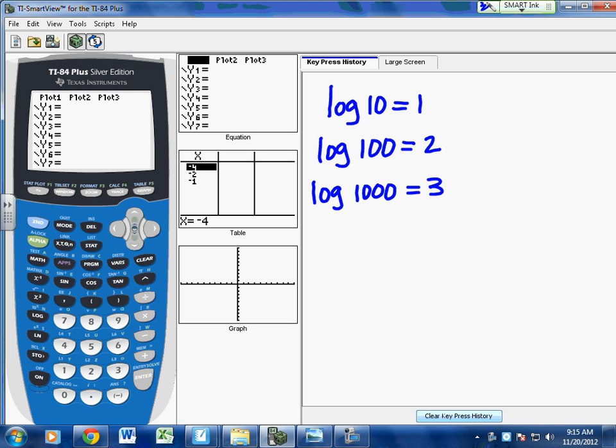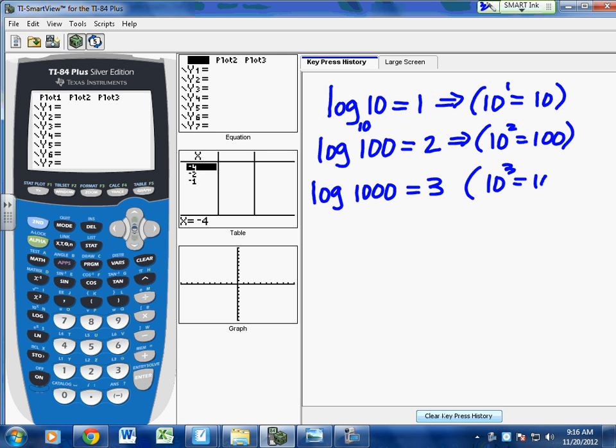Here's why. We have a base. What this means is there's actually a number 10 sitting right there. So it's actually saying 10 to the first power is 10. This one is saying 10 to the second power is 100. This one is saying 10 to the third power is 1,000. Because the base on the log button on the calculator is base 10. It doesn't show that, but it's called a common log.